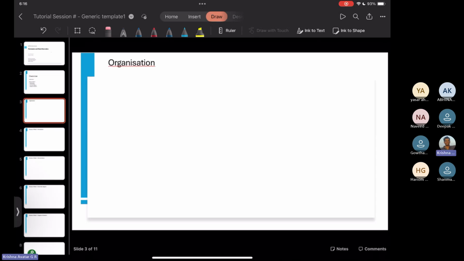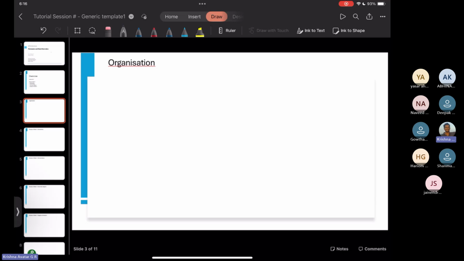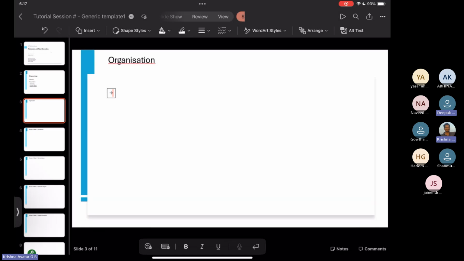As for the organization part, I very much encourage all of you to please give suggestions so that we can plan accordingly. Especially Deepak, since you have experience in robotics, I think it would be very nice to discuss here. How should we plan it?